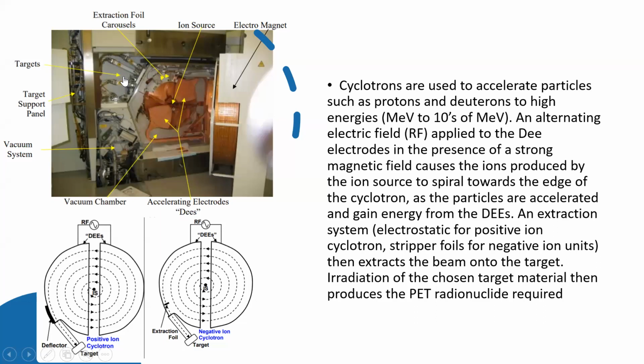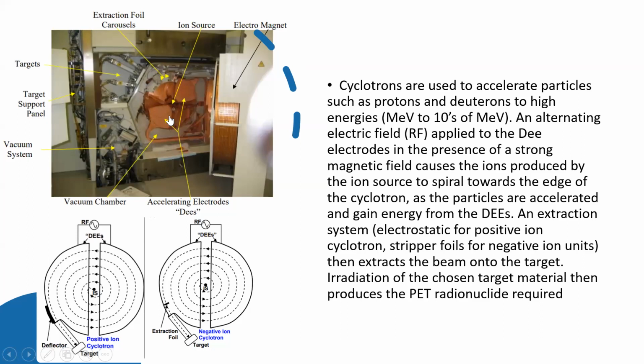So cyclotrons are used to accelerate particles such as protons and neutrons to high energies, up to tens of mega electron volts. For example, in our site, we have the Betatrace 800, it's up to 16.5 mega electron volts. An alternating electric field, which is RF, applied to the D electrodes in the presence of a strong magnetic field causes the ions produced by the ion source to spiral towards the edge of the cyclotron. As the particles are accelerated and gain energy from the D's, the extraction system extracts the beam into the target.